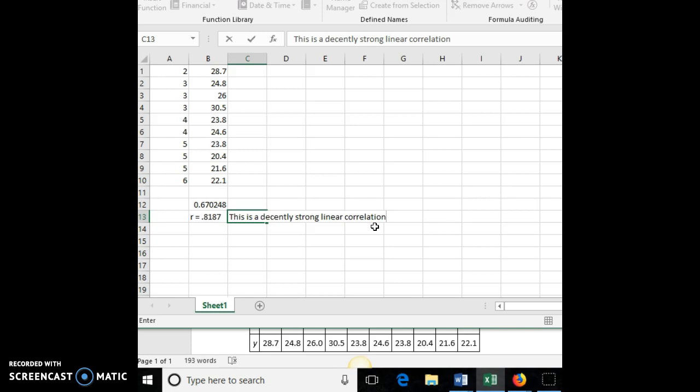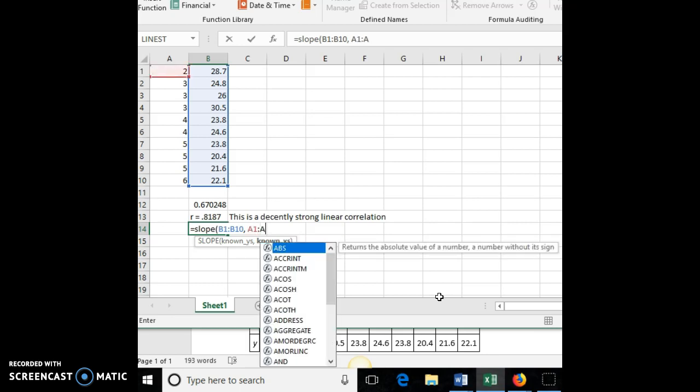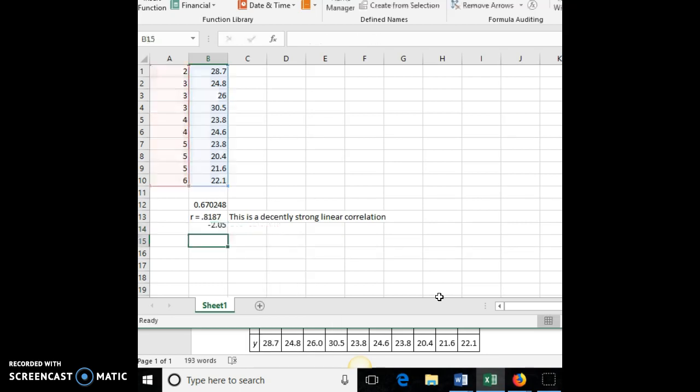Now, the next thing it asked us for was to find our least squares regression line. So let's first begin with the slope. So we're going to say equal slope. And again, we want to put in y values first. B1 is the very first one, down to B10. And x values will be A1 down to A10. And there's our slope. And we did see that it should have been a negative slope when we looked at the scatter plot. All of the points were going downward. And that makes sense. These cars are depreciating over time.